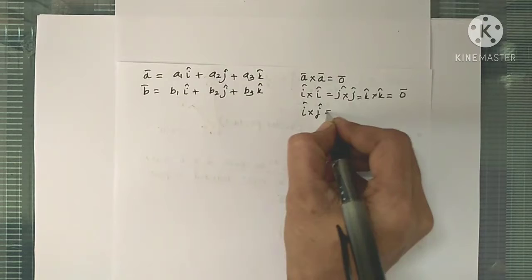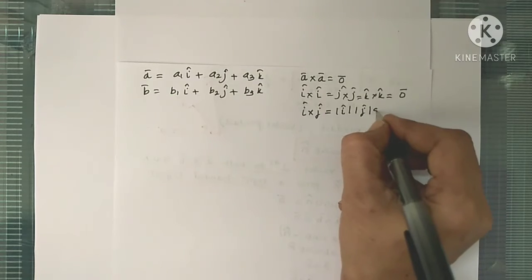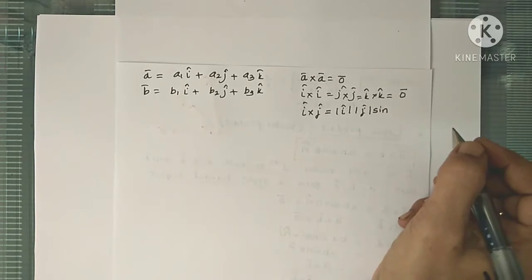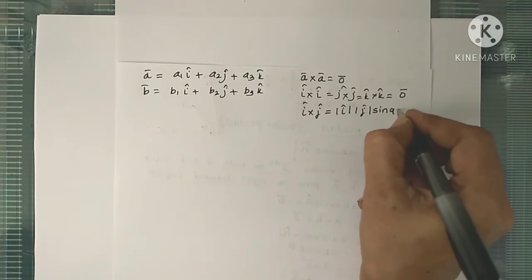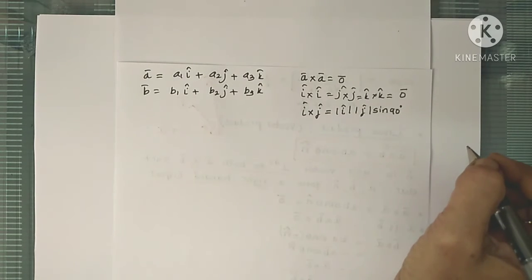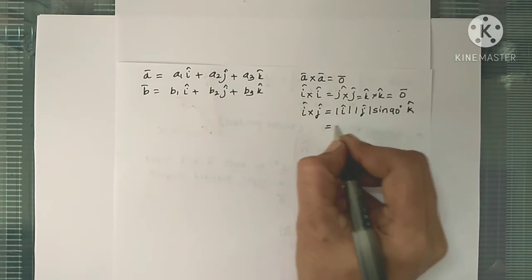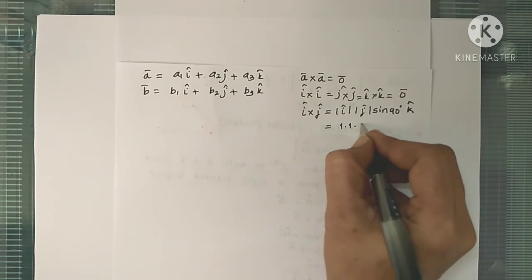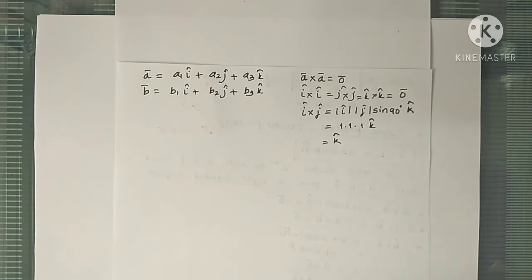Now if I consider i cross j, what happens? i cross j is, by definition, modulus of the first vector, then modulus of the second vector, sine of the angle between them. Now the angle between i cap and j cap, as they are perpendicular to each other, is 90 degrees. And then we have to write n cap. So n cap is a unit vector perpendicular to both i and j, and i, j and that n cap should form a right-handed triplet. So such a vector is k cap. Now modulus of i cap is 1, modulus of j cap is 1, sine 90 is also 1. So it is k cap. So that's why i cross j is k.